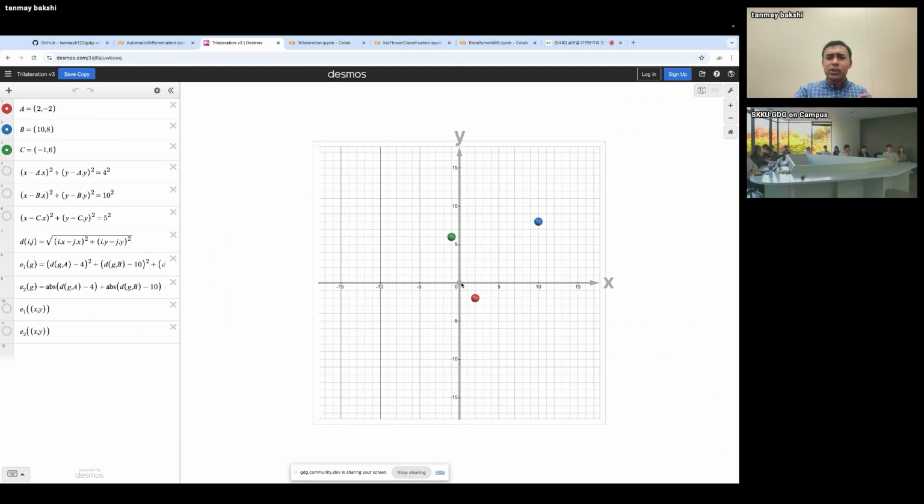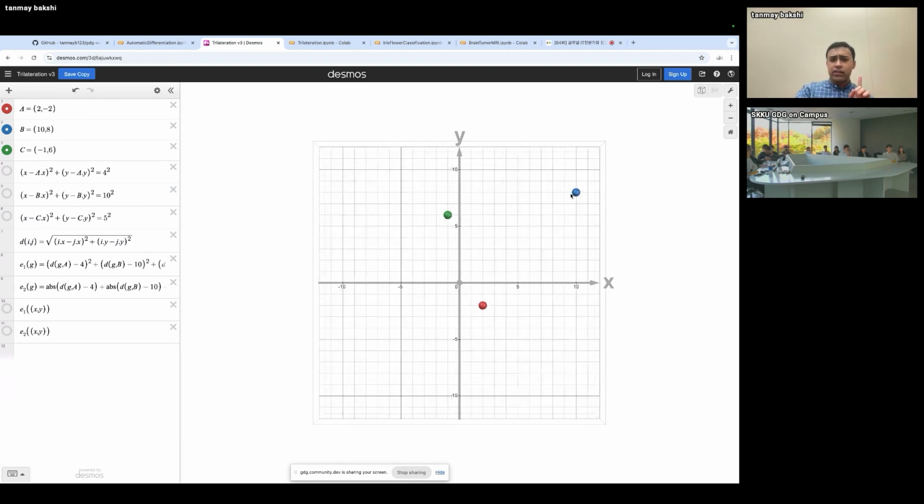So let's quickly dive into this example. As you can see, I've got 3 different reference points. They're A, B, and C. And let's just say, for example, we are a point in this 2-dimensional space. And we don't know where we are. But we do know the distance from us to these 3 reference points. In particular, say that from point A, we're 4 units away. From point B, we're 10 units away. And from point C, we're 5 units away. So 4, 10, and 5 units respectively.